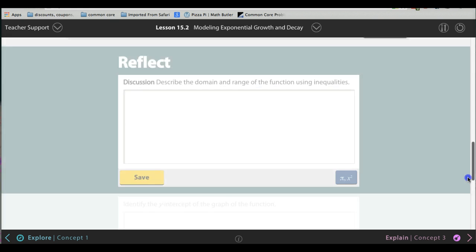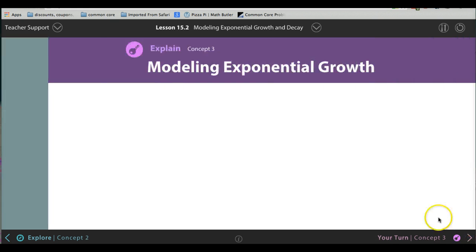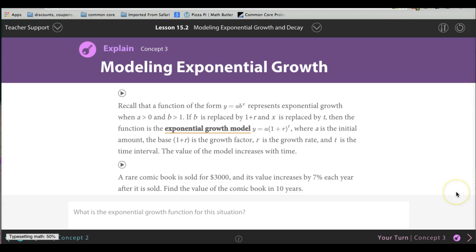Okay? And of course, Mr. Berger does a great job with his videos over here. Please make sure you highlight and understand the vocabulary words. Exponential, exponential growth model, and this is the formula.